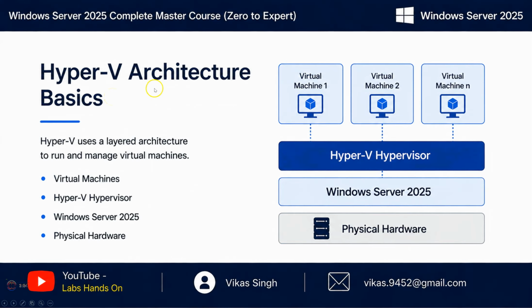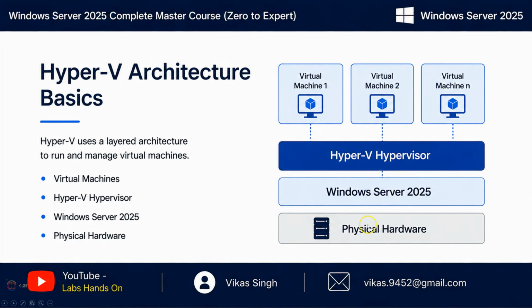This is the hypervisor architecture. Hyper-V uses a layered architecture to run and manage virtual machines. At the top you can see the virtual machines, then we have the Hyper-V hypervisor, and then the Windows Server 2025 operating system at the bottom of it. Everything sits on a physical server. So on the physical server, you install Windows Server 2025, then install the Hyper-V role, and then you can create virtual machines.